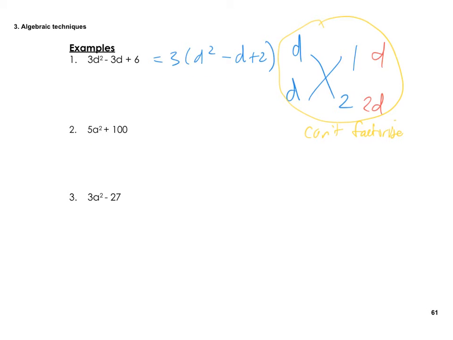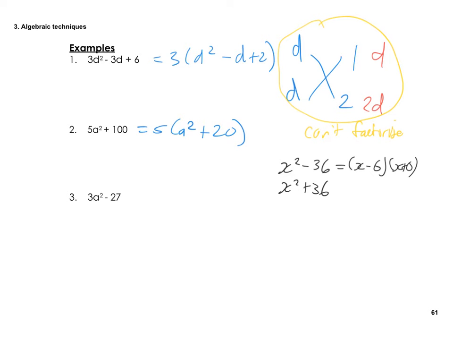Now question 2. Take out a 5. Okay. Now, a squared plus 20. Think back to the difference of two squares. That's a plus. So can this be factorized? The answer is no. That's my final answer. Remember, side note, x squared minus 36 is (x minus 6)(x plus 6), but x squared plus 36 can't be factorized. So just like this, that can't be factorized.